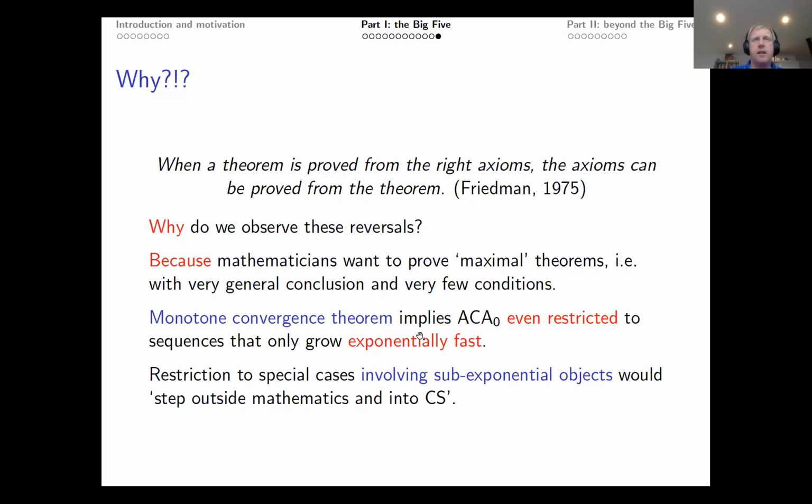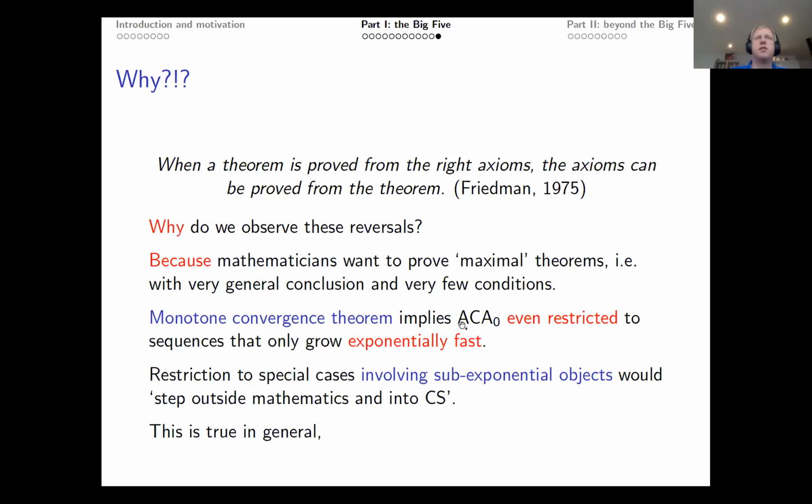And secondly, also this is a fairly new thing, complexity theory. And you would never formulate your theorem only for sub-exponential, exponentially fast sequences. You would just say, well, for any sequence, because it's more general and my peers will be impressed. And so this is true in general. And this is why we see reversals. It's to some extent a sociological phenomenon that people want to prove maximal theorems and that all of our proofs go through restricted to exponentially fast objects.